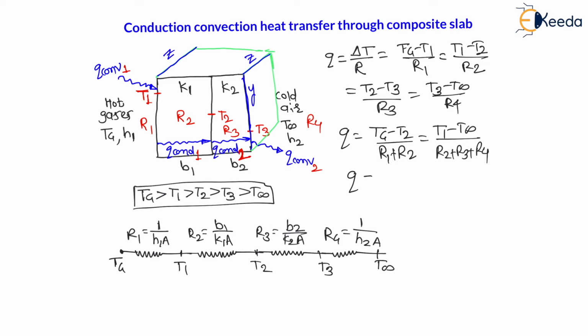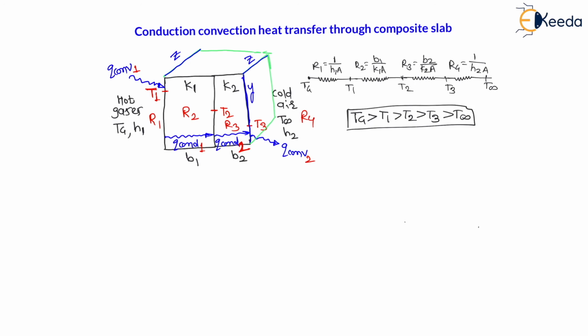And similarly, my dear students, if I consider total temperature difference, that is Tg minus T infinity, then I have to consider all the resistance, that is R1 plus R2 plus R3 plus R4. This is how we can write. And my dear students, this total resistance R total is nothing but R1 plus R2 plus R3 plus R4. Now, if you are using this total resistance, then always we have to consider total temperature difference. Now, by using these relations, we can find any intermediate temperature. We can find T1, T2, T3 or any temperature by using these relations.